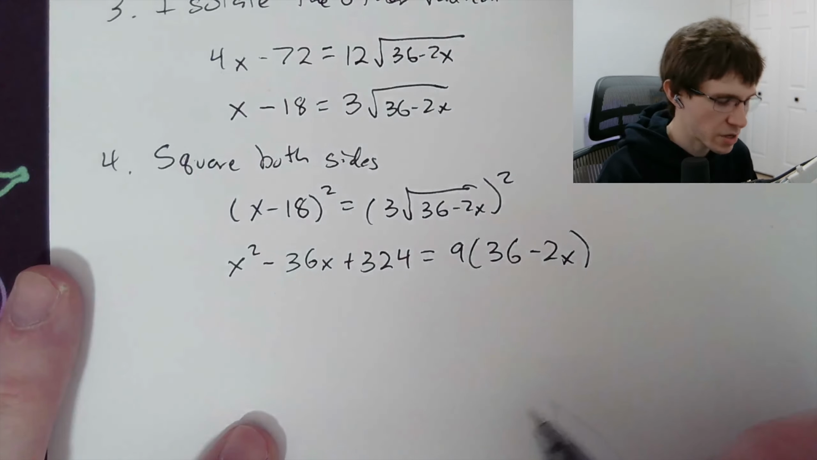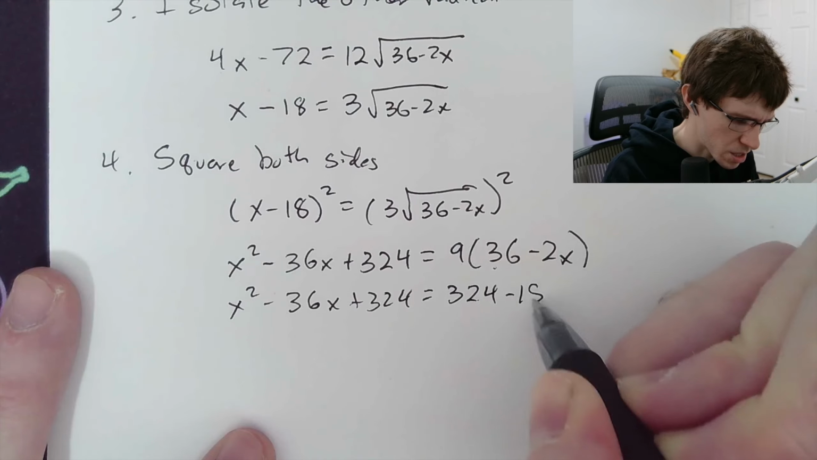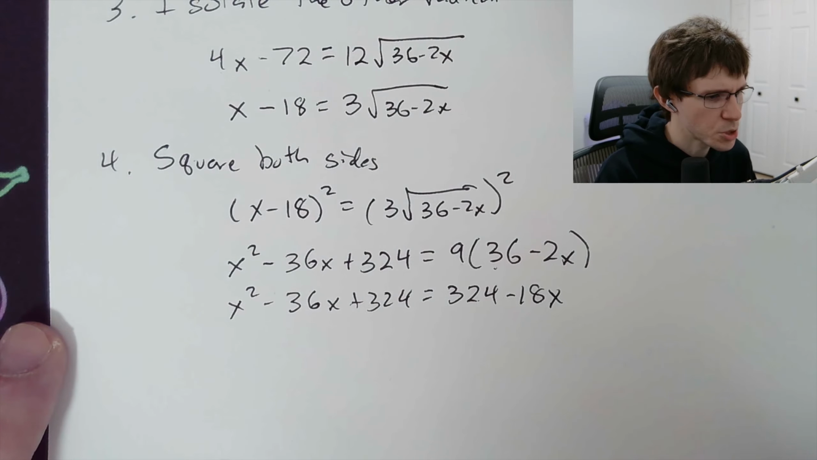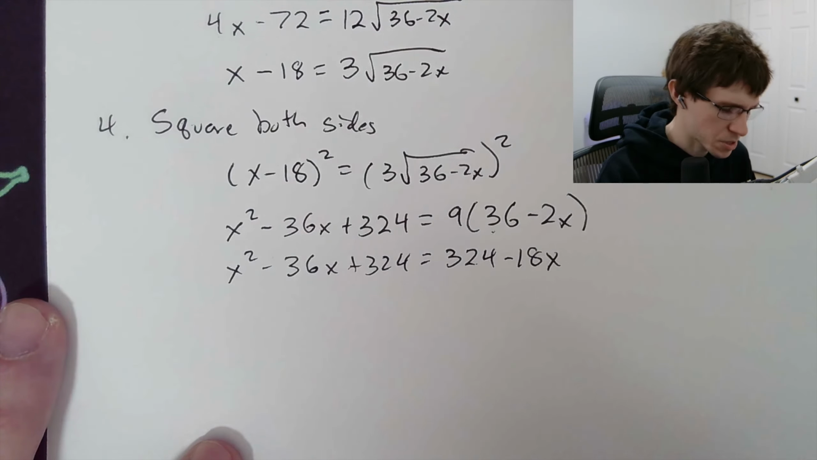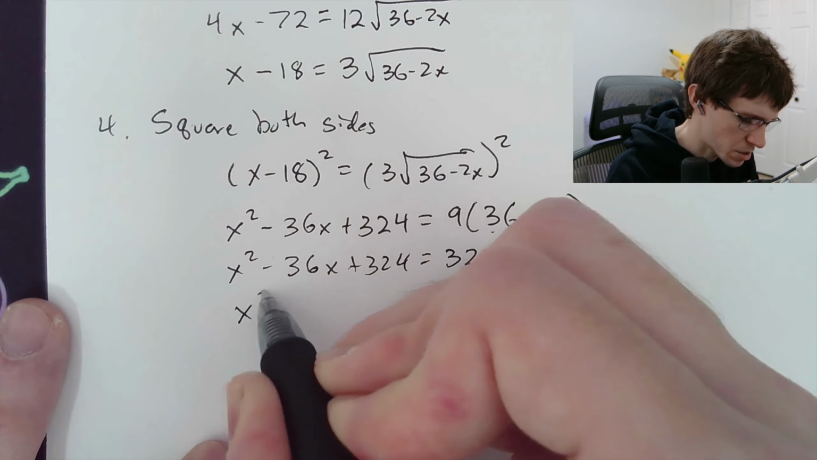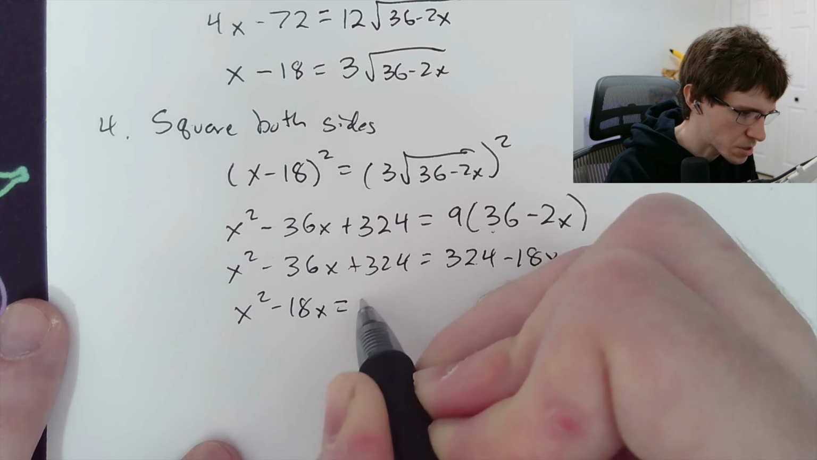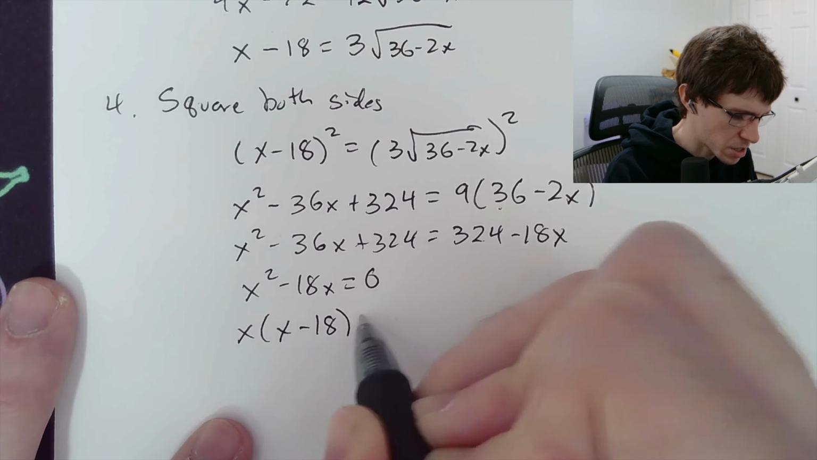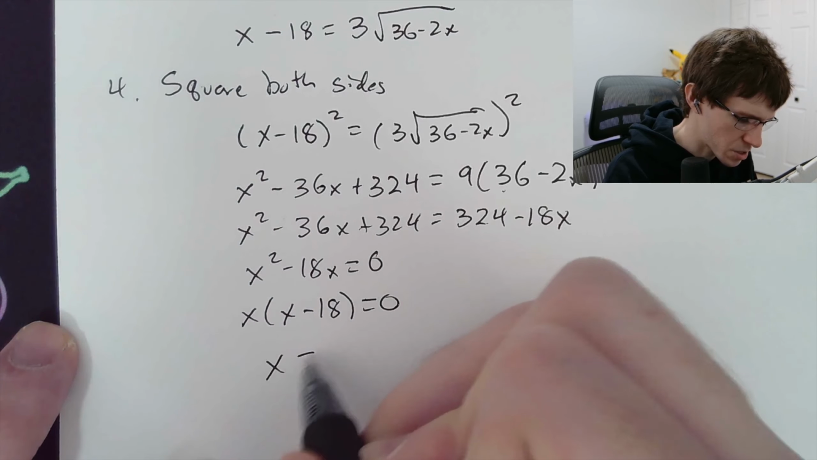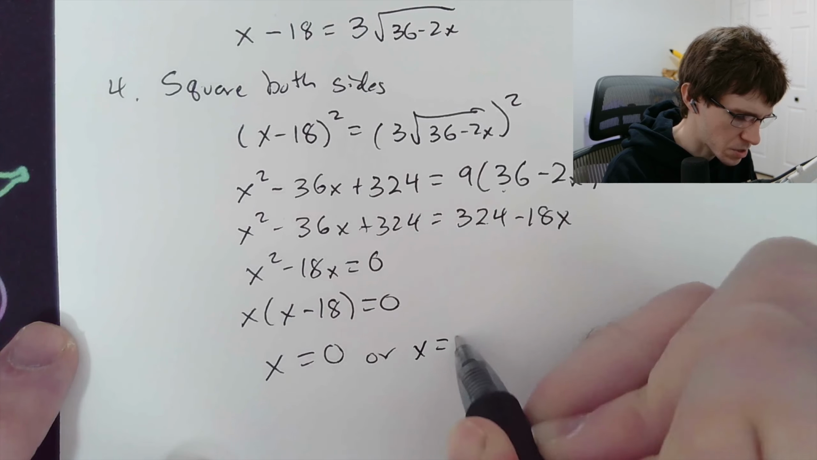Let's go ahead and simplify this the best we can. We have x squared minus 36x plus 324 is equal to 9 times 36. That's going to be 324 minus 18x. Subtracting 324 on both sides makes the 324s go away. Adding 18x to both sides of the equation gives us x squared minus 18x is equal to 0. And then we can factor out an x, and we get x times x minus 18 equals 0, and therefore x is equal to 0, or x is equal to 18.